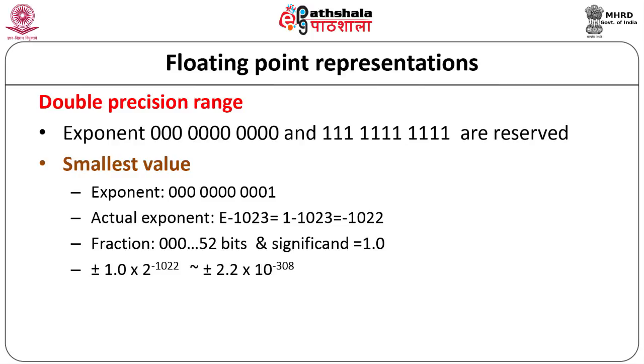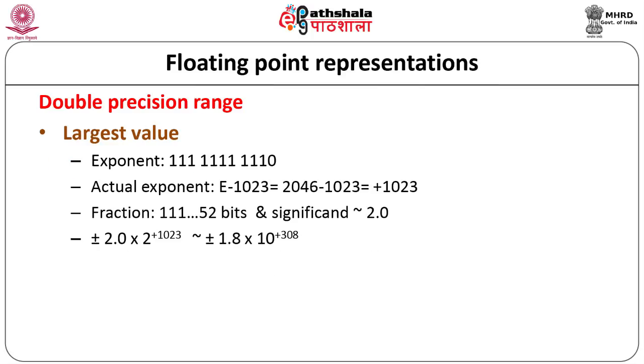In double precision, the range of exponent is 00000000000, a total of 11 bits, and all 11 bits 0 and all 1 are reserved. The smallest value of exponent is 10 bits 0 and a 1. The actual exponent for this number is around minus 1022. The fractional part is all 0s, 52 bits, and the significand is 1.0. Thus, it represents a number plus minus 1.0 into 2 raised to minus 1022, and that gives the decimal equivalent as plus minus 2.2 into 10 raised to minus 308.